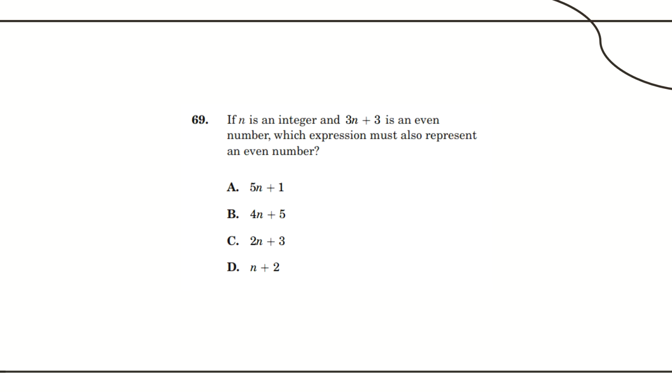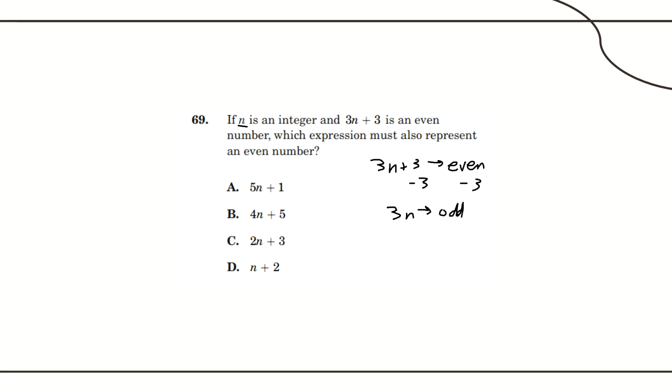In this question, it says, if n is an integer and 3n plus 3 is an even number, which expression must also represent an even number? Okay, so n is an integer. 3n plus 3 is even, right? And here, in this case, we're adding 3 to 3n, but we know that it's even. So if we subtract 3 from both sides, we'll get 3n, and then an even number minus 3 is always odd. So from this information, 3n is always odd.